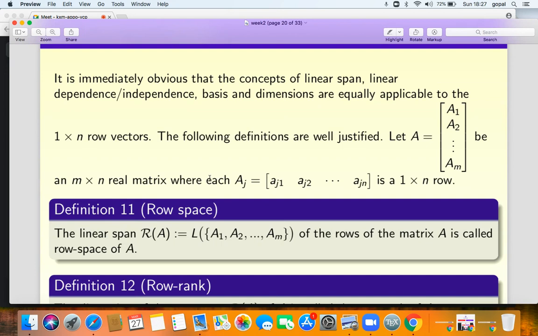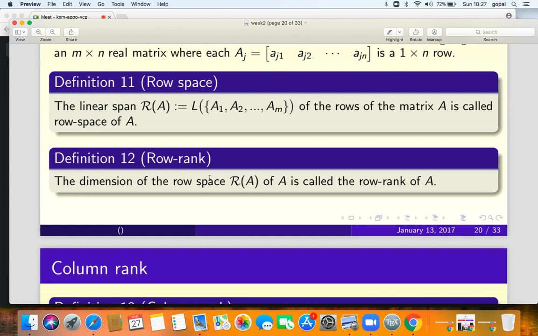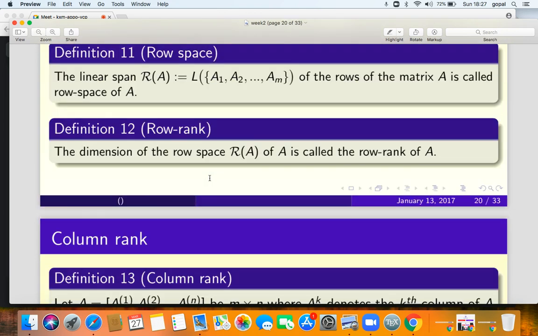And so now when you take an M cross N matrix, a matrix with M rows and N columns, the rows of the matrix can be regarded as vectors in Rn, and the linear span is called the row space of the matrix. The columns of the matrix can be thought of as vectors in Rm, and their linear span is called the column space.